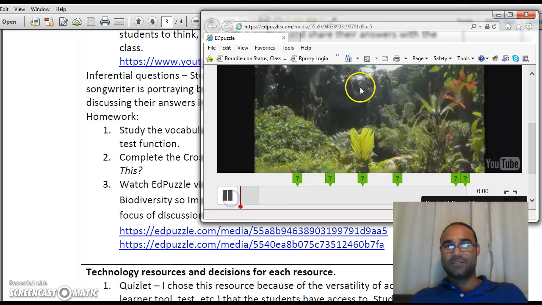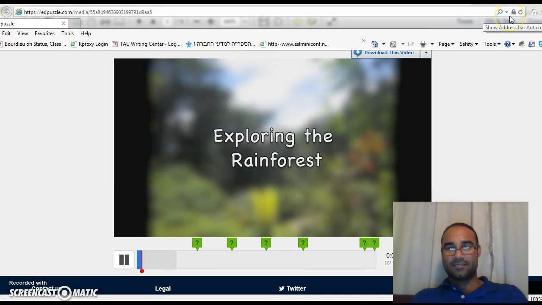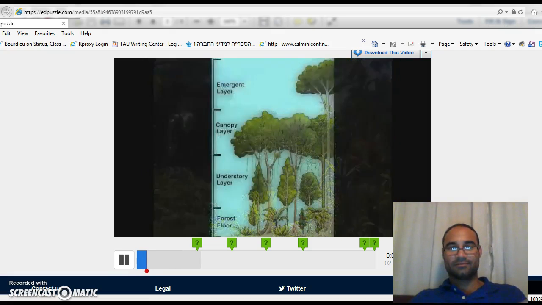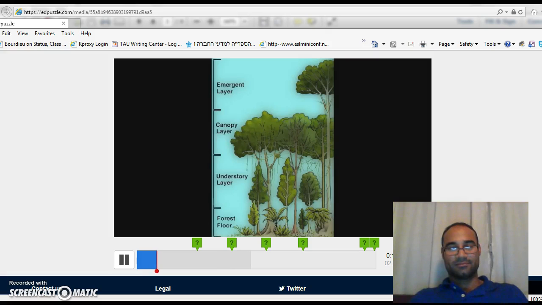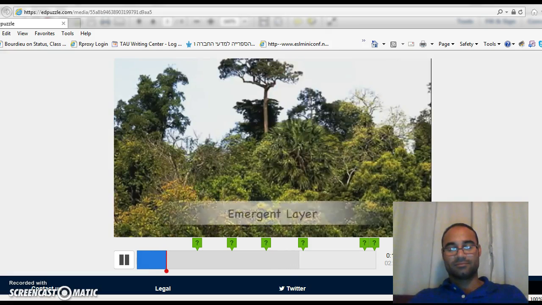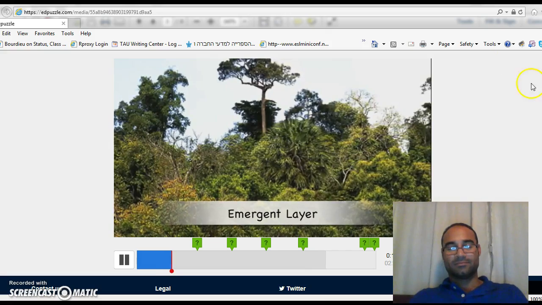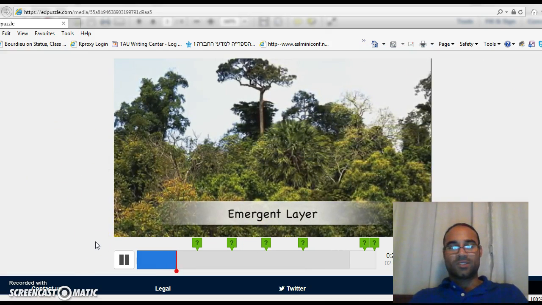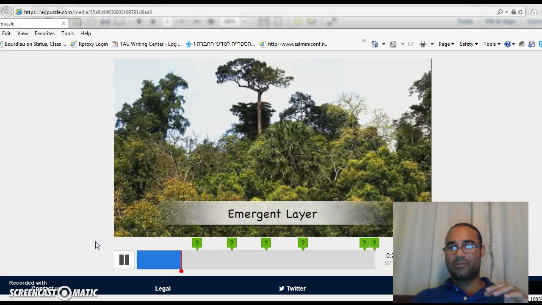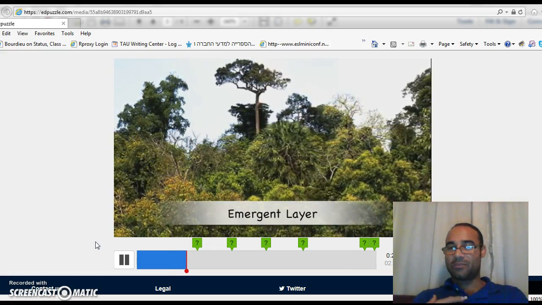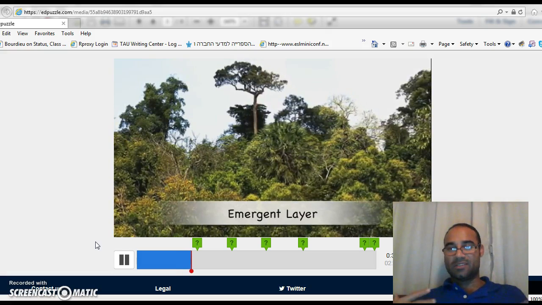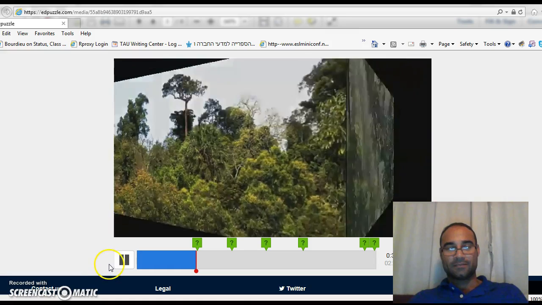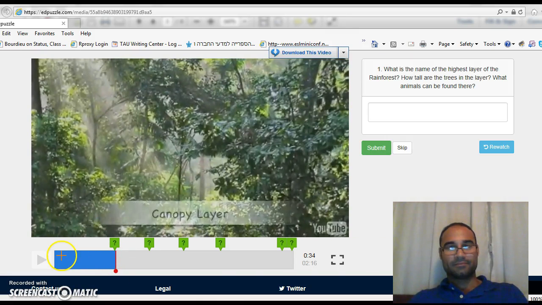So here is the first video. Exploring the rainforest. There are 4 very distinct layers of trees within the rainforest. These layers can be identified as the emergent layer, the canopy layer, the understory, and the forest floor. The emergent layer contains very large trees called emergents, which grow above the general canopy. So these are to do with the different layers of the rainforest, as well as the type of flora and fauna, and the importance of each layer. And the question pops up here.